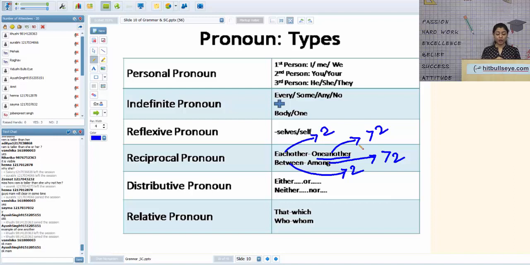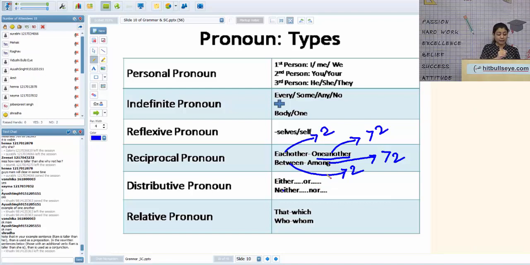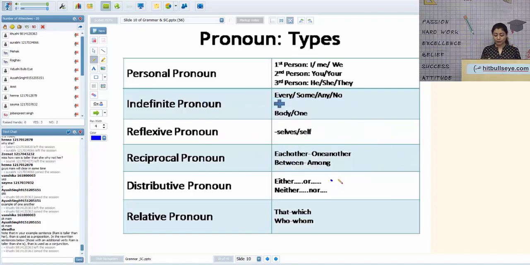Moving on to the distributive pronoun, they are called distributive because they are in 2 parts of the sentence: either or, neither nor. What is the difference between the 2? Either or is used in positive context and neither nor is used in negative context. Either or means या तो ये या फिर ये, neither nor means ना ही ये ना ही वो. So either Ram or Shyam will win the race, which means one of them is definitely going to win the race. Neither nor is negative: neither Ram nor Shyam will win the race, which means none of them is going to win the race. Moving on to the last one, relative pronoun.